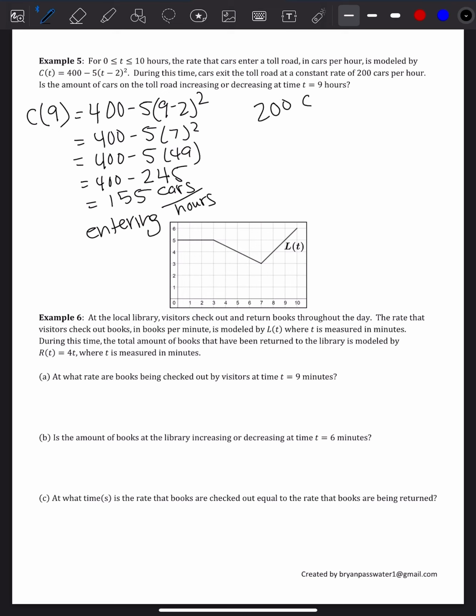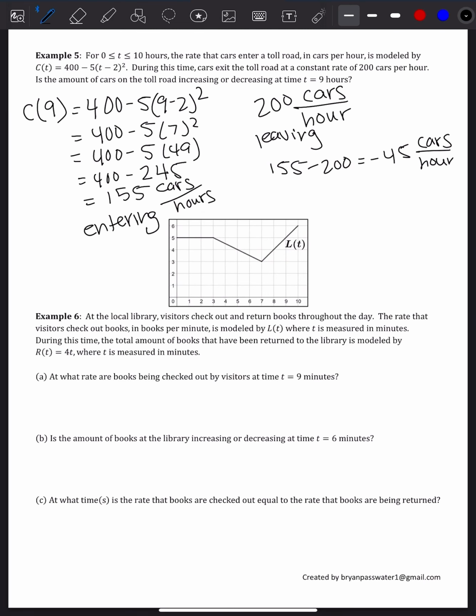200 cars per hour is what is leaving. So to find out the amount of cars on the toll road, we are going to be subtracting those two. So 155 minus 200 to get negative 45 cars per hour. I don't really have room to write my sentence, but I would say the amount of cars on the toll road is decreasing at a rate of 45 cars per hour at t equals 9. So we just have to keep in mind what our statement would be.